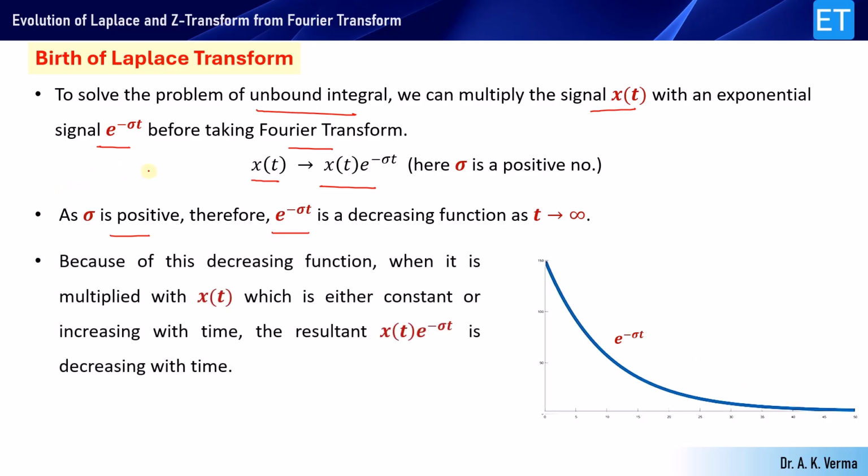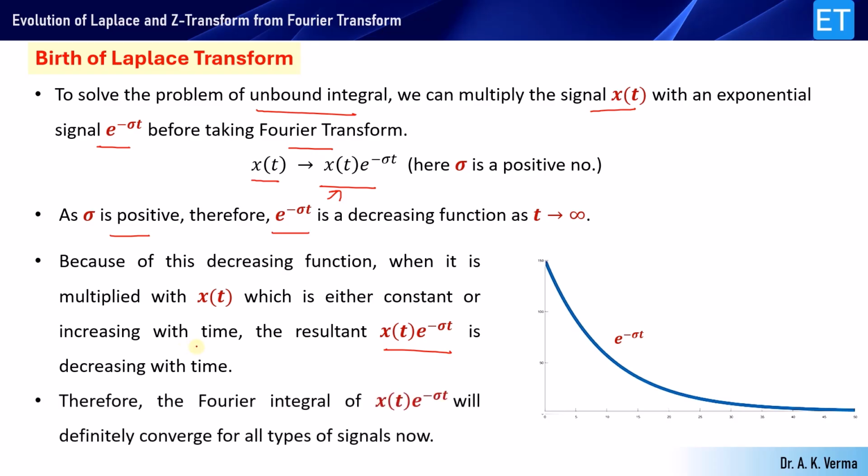Because of this decreasing function which we have multiplied with x(t), as e^(-sigma t) is decreasing, the product x(t) times e^(-sigma t) will definitely decrease with time, whether x(t) is constant or increasing with time. So that will solve the problem. In this case, if I take the Fourier transform of x(t) times e^(-sigma t), the Fourier integral will converge for all types of x(t).